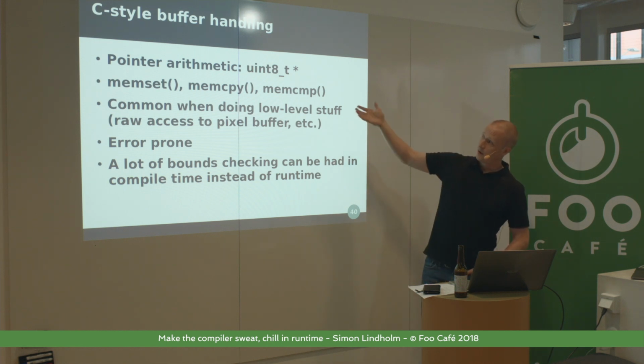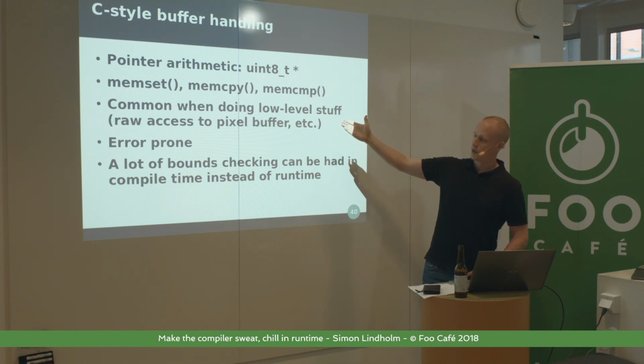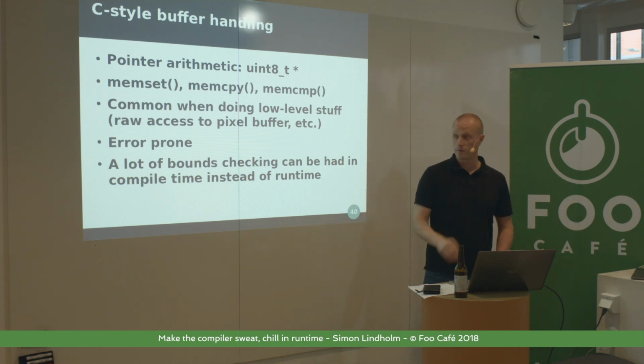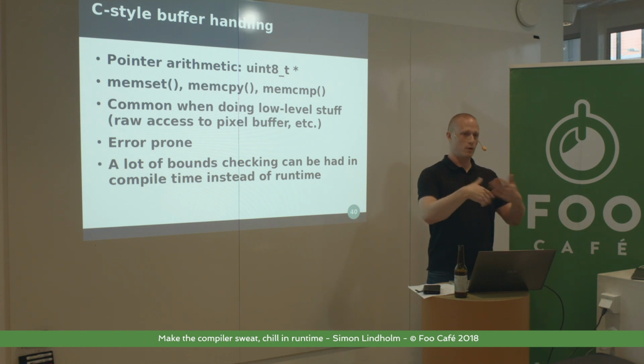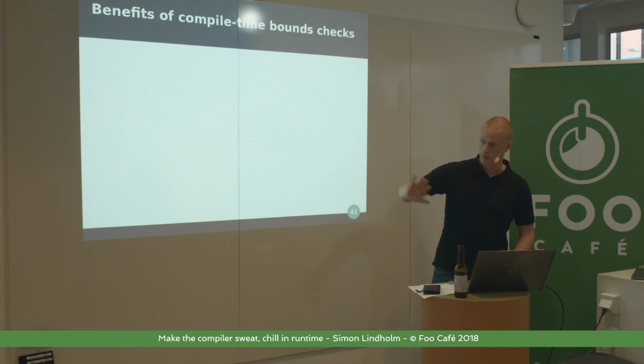And the stuff you do with raw pointers, you typically memset or memcopy or memcompare, and what's not so great about that is that it's easy to make small mistakes, and you have to do a lot of bound checking so you're not off by one and so on. Typically you do most of the bound checking in runtime. But you can do quite a lot of it in compile time as well. And that's what this is about.